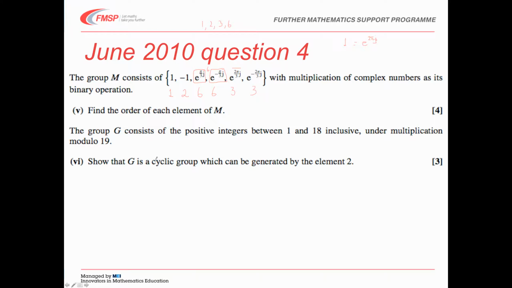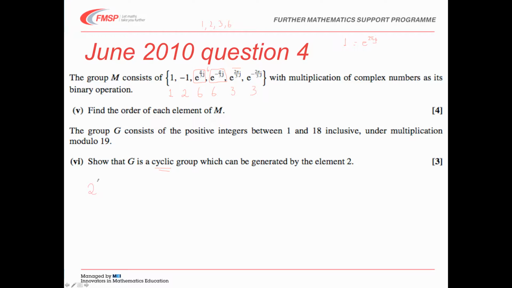The group G consists of positive integers between 1 and 18 under multiplication modulo 19. Show that G is a cyclic group which can be generated by the element 2. And I think this is quite hard to know exactly what they want, but the key is the cyclic bit. They just want you to show that 2 generates it.